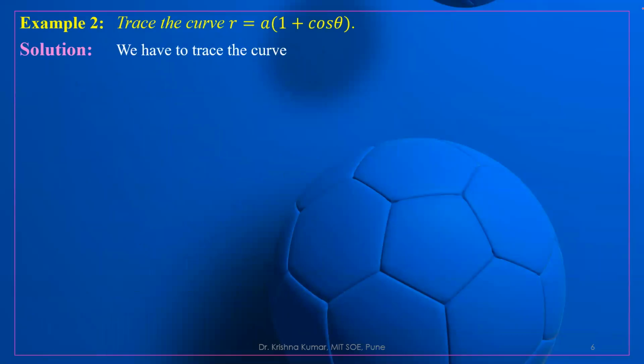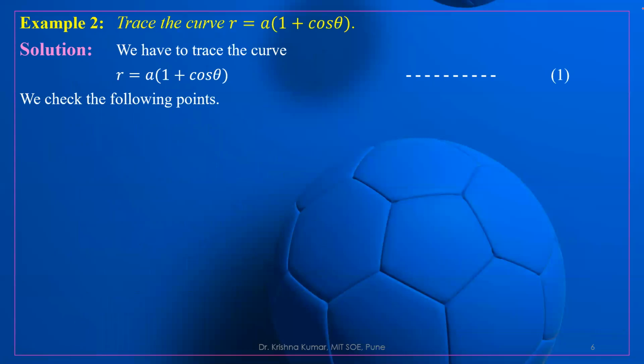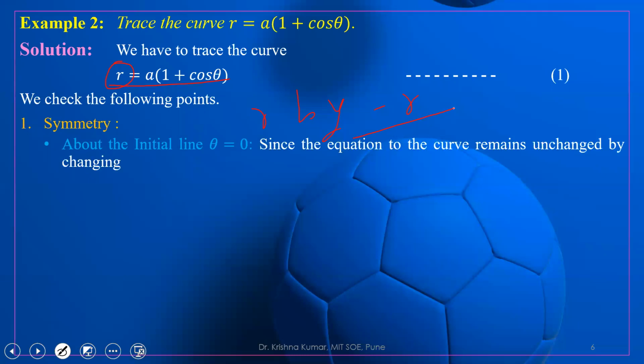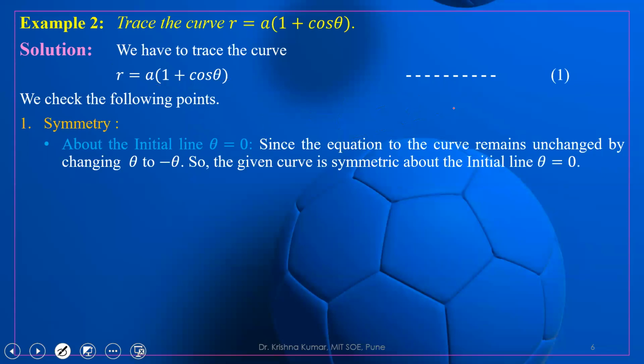Trace the curve r equal to a times 1 plus cos theta. Again, we will check the following points about the symmetry. What is the power of r over here? It is 1. So if we replace r by minus r, clearly the equation of the curve will change. So the curve is not symmetric about the pole. If it is not symmetric about the pole, no need to write it. We only write the symmetry about which the curve is symmetric.